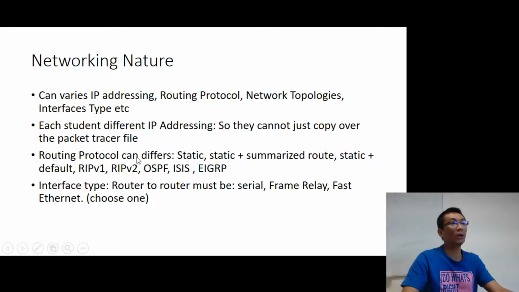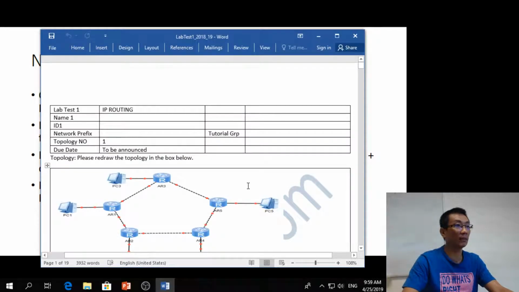The routing protocol can be different. One will do static, one will do static and summarized route, one will do static and default, one will do RIP version 1, version 2, or OSPF. We can vary among the students. Then the interface type, for example, router to router, it must be serial, Frame Relay or Fast Ethernet, you can choose one. So let's see how the assignment is given.